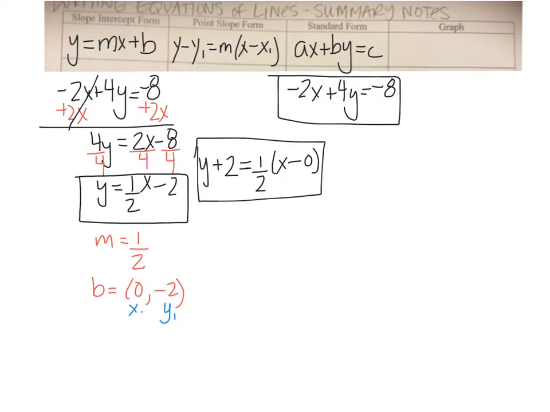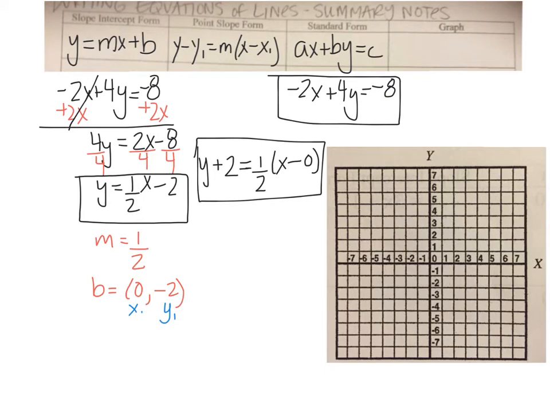Now that I have all 3 forms, I'm ready to graph. This time I'm going to graph using slope-intercept form. So I'm going to begin at 0, negative 2. And I'm going to rise 1 and run 2, and drop a point. And if I connect those points, I can create a beautiful line.